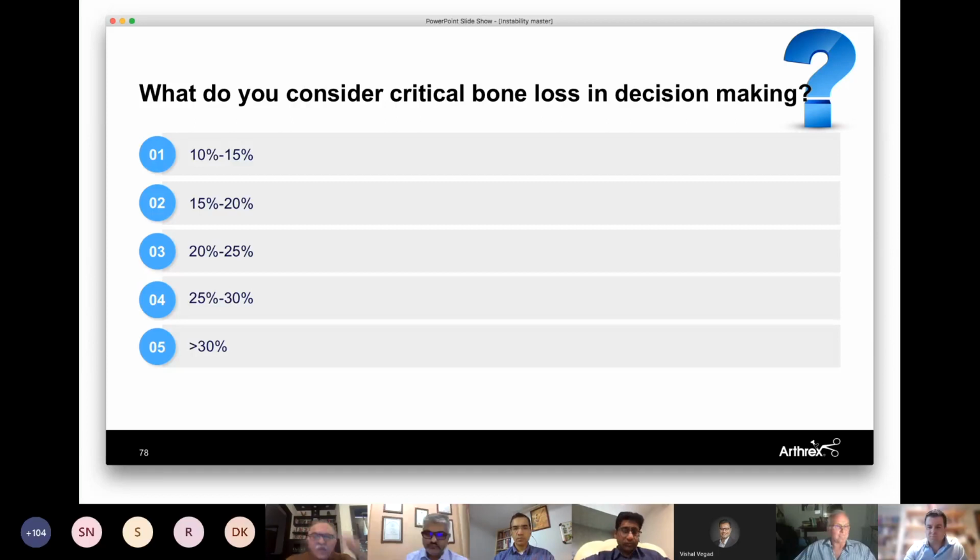So we don't have the answer. I think Moroda wrote about that recently. We don't know what the threshold is. So we definitely have to consider a lot of the other criteria when making our decisions.